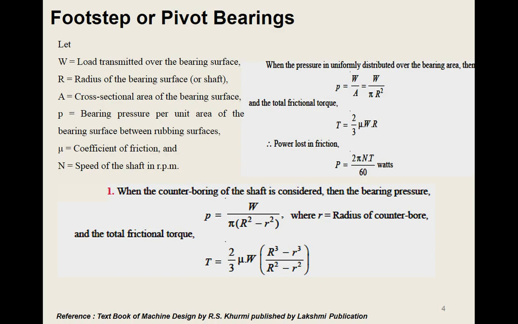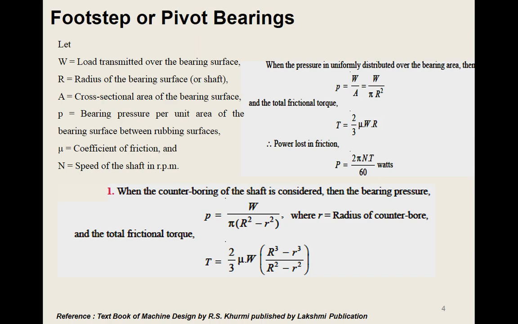The first equation: if the pressure is uniformly distributed over the bearing area, then small p is equal to W by A. A is the projected area, W upon pi r square, because the shaft area is circular. The outer circumference is circular. In this case, the total frictional torque is given as T is equal to 2 by 3 mu W r, and power loss in the friction is P is equal to 2 pi N T upon 60.